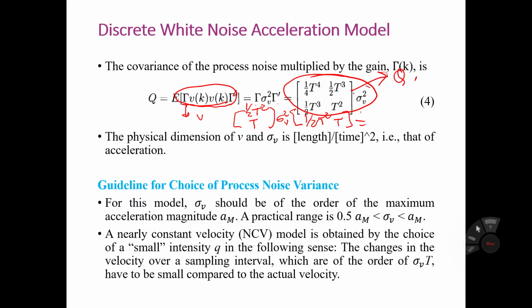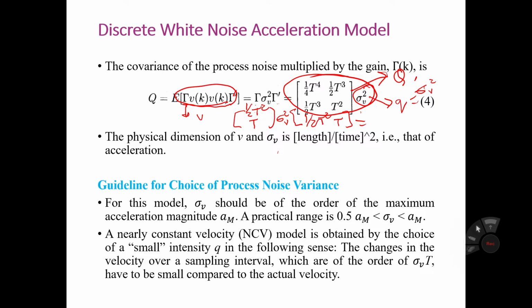This is the standard deviation, where this equals gamma square, so this is q. The physical dimension of v and sigma v is length per time square, that is, of acceleration.